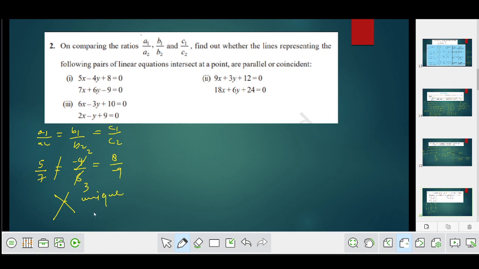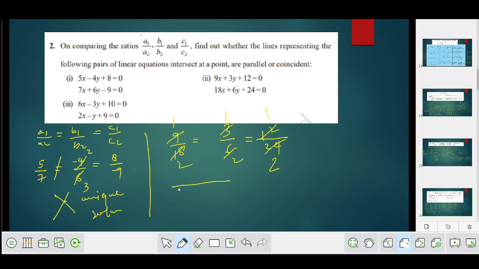Unique solutions. Okay. Now, in the second, 9 by 18, 3 by 6, 12 by 24. What will be? 9 2s are 18, 3 2s are 6, 12 2s are 24. All are equal. That means coincident, overlapping.